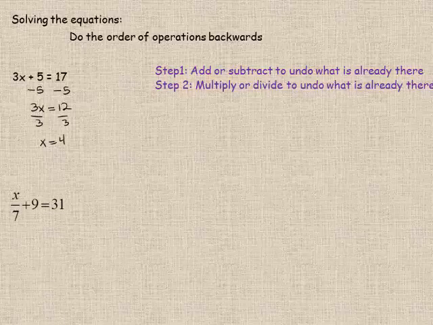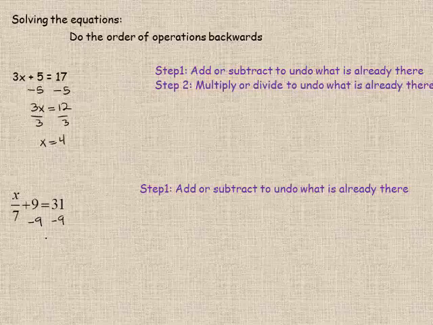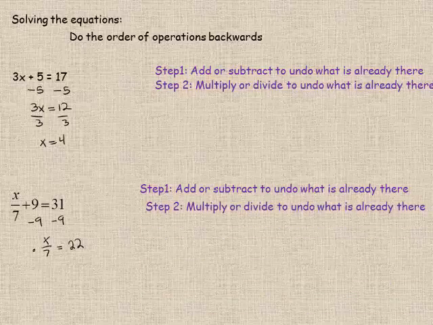In this example, I add or subtract, so I had a plus 9, so I'm going to subtract 9 from both sides. Oops. Helps if you actually subtract. Then I multiply or divide. Since we had division, multiplication is the opposite operation, so I'm going to multiply.